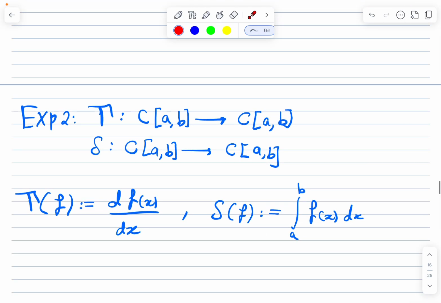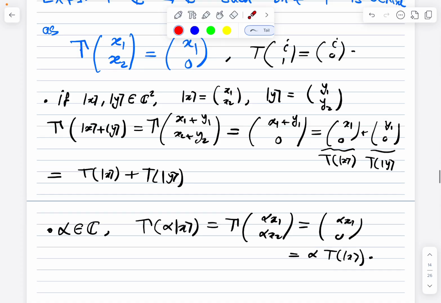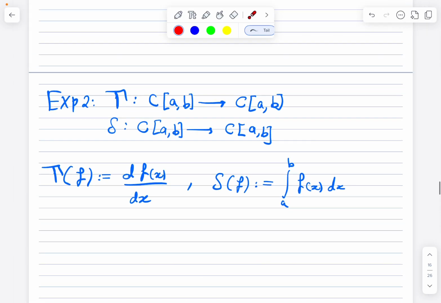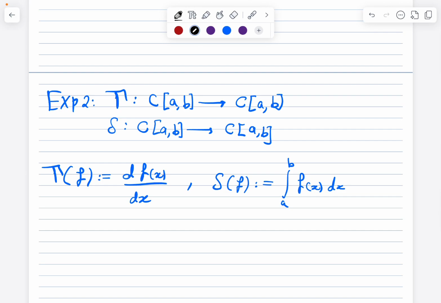Now we have another example. As I said previously, we have two important vector spaces in quantum mechanics, which is Cn, which in the previous example was C2. And in this example, we'll discuss the second vector space, which is the space of continuous functions.